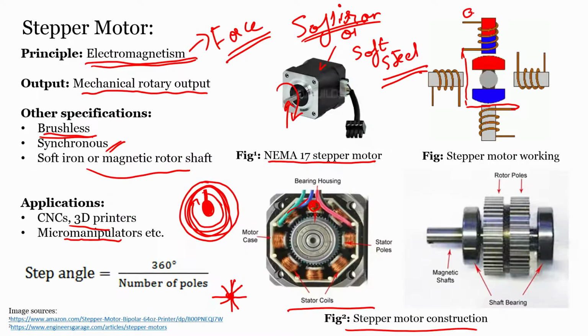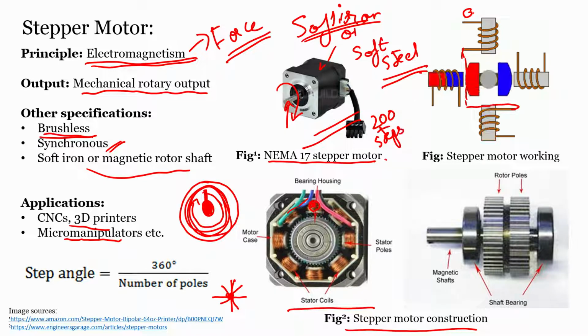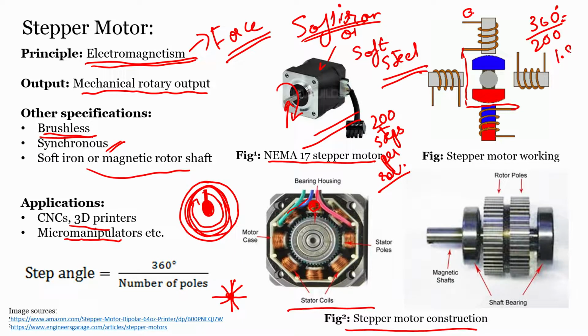The NEMA 17 stepper motor that we showed here has 200 steps per revolution. That means each 360-degree turn will be divided into 200 steps, which is equal to 1.8 degrees. So, this stepper motor can rotate in small steps like this, or even smaller than this.